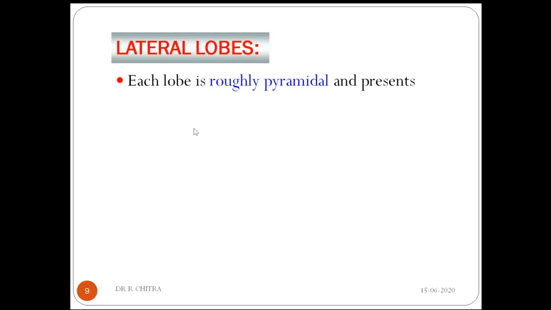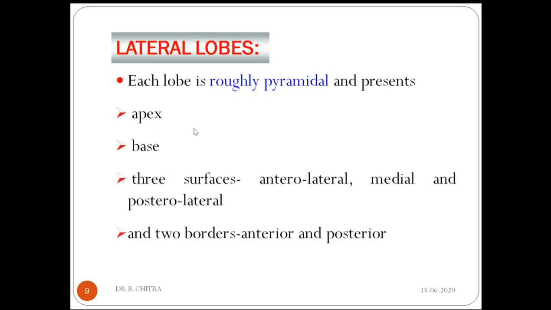If you take the lobe, each lobe is roughly pyramidal in shape and presents an apex, a base, three surfaces, and two borders. The surface which is presenting superficially will be called anterolateral. Another surface will be the medial surface, and another surface will be the posterolateral. So anterolateral, posterolateral, and one medial surface. And borders are the anterior border and the posterior border.